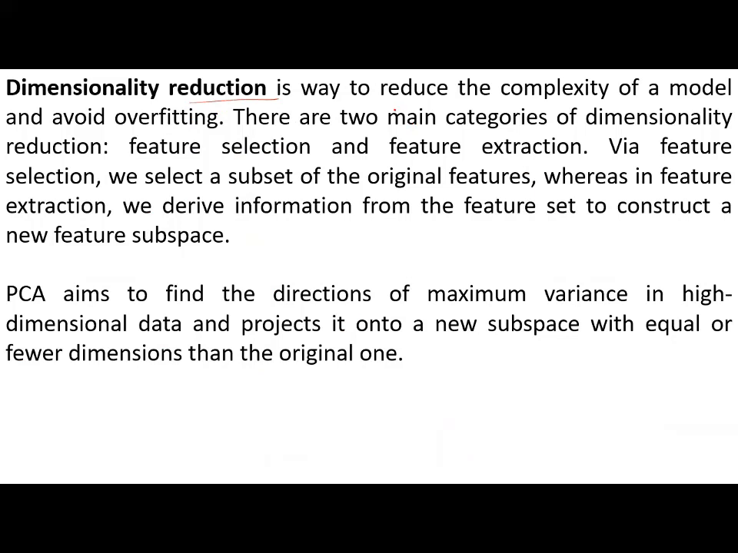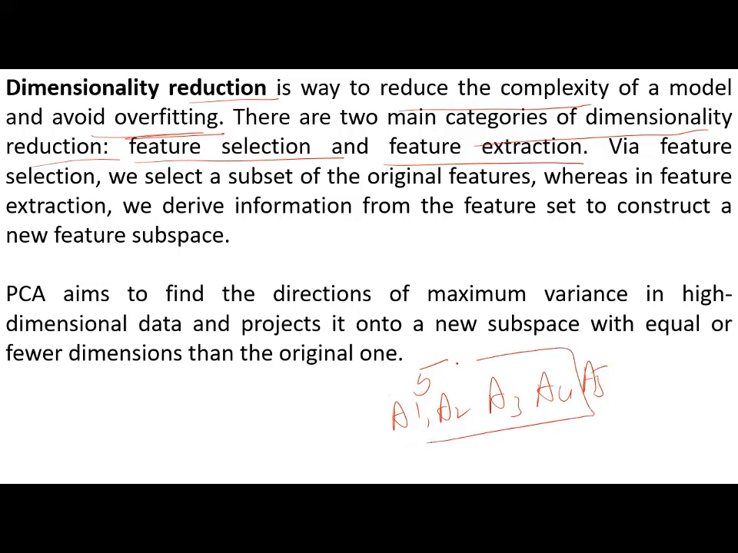Dimensionality reduction is a way to reduce the complexity of a model and avoid overfitting. There are two main categories of dimensionality reduction: feature selection and feature extraction. So feature selection means only selecting some features. See, if there are 5 features, A1, A2, A3, A4, A5, select only 2 or 3 features which are very useful. That is called selection.